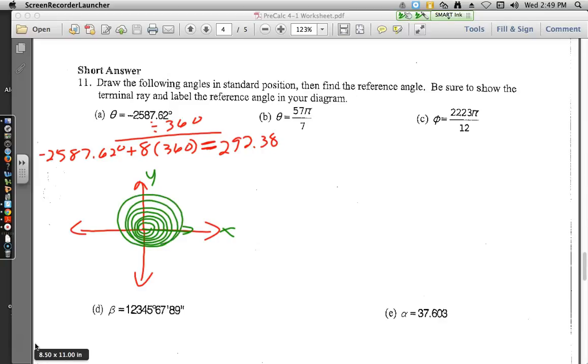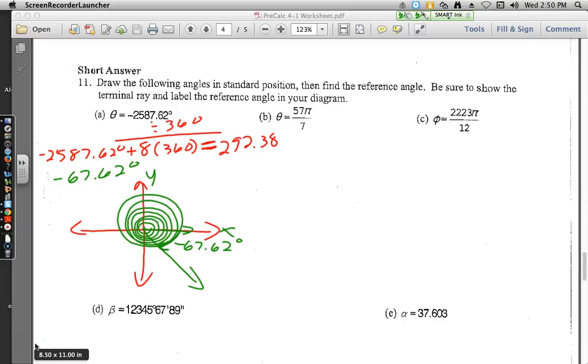All right, and then I'm going to need to land this at 292.38. So the other way to do this is to figure out the negative amount. We've got our 8 times 360, and we added that to the negative 2587.62. But if we subtract 360 again for the negative, we would get negative 67.62 degrees.